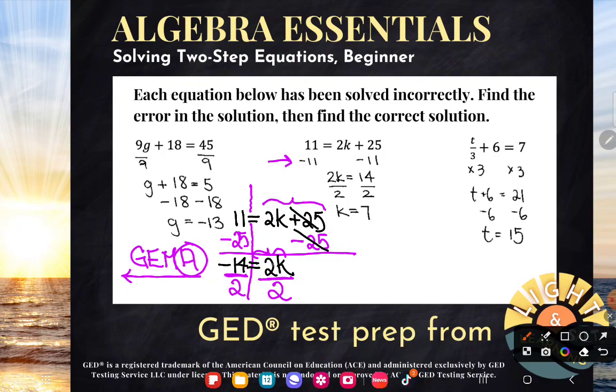Don't panic. But let's take a look at what would be on the left-hand side of my new equation. Negative 14 divided by 2 would give me 7, and that's going to be equal to whatever I get on the right-hand side of my equation. Well, multiplying by 2 and dividing by 2 cancel, giving me 7 equals K.